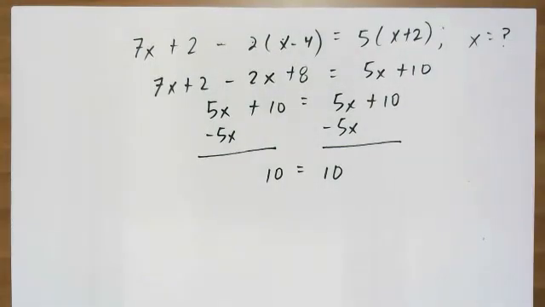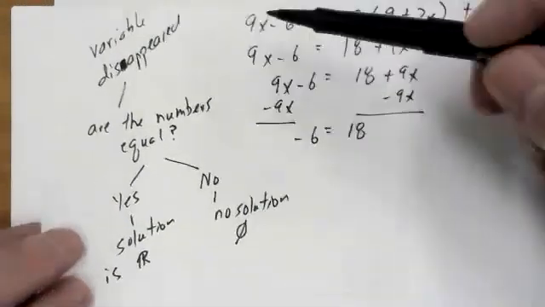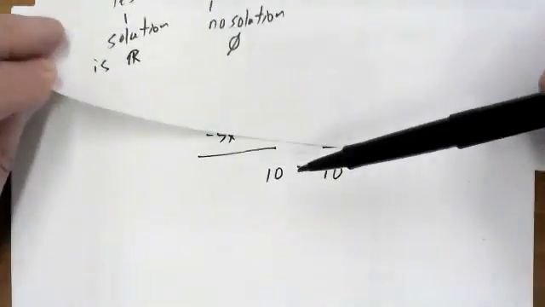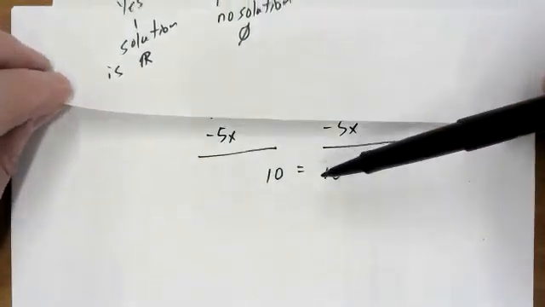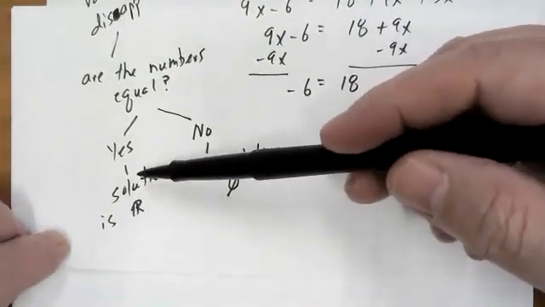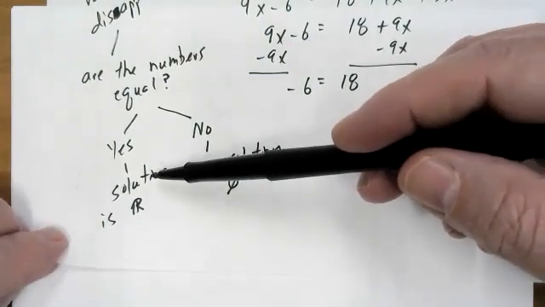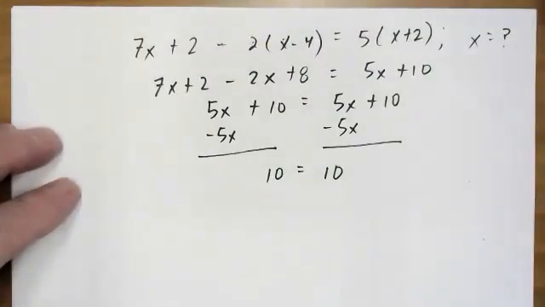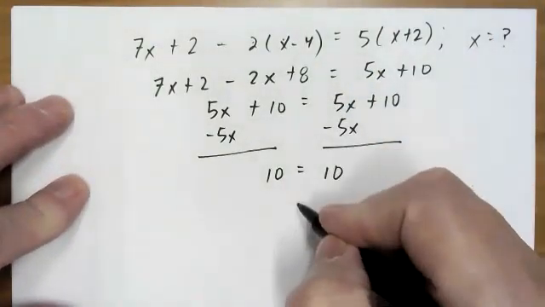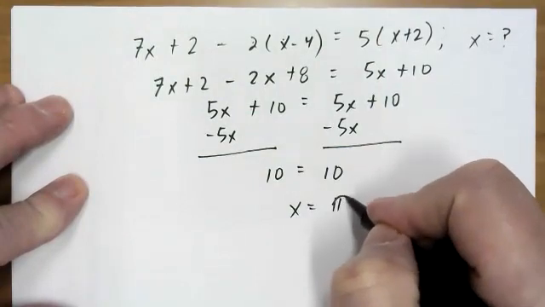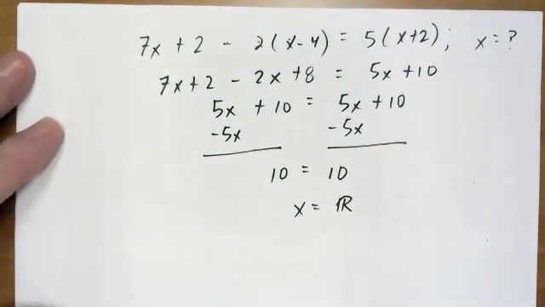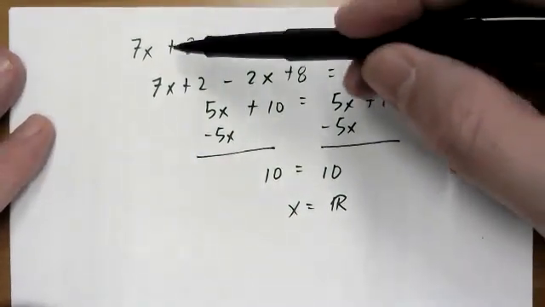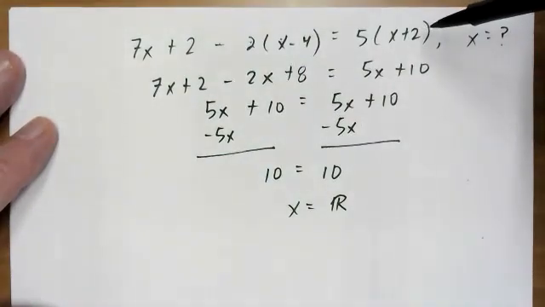Now, like I said a minute ago, when this happens, you have to ask yourself the question, are the numbers equal? Now, in this case, the 2 numbers are equal. When that happens, that means the solution is all real numbers. That means every number is a solution. So I could write here x equals all real numbers. And just as an example, that means anything I plug in for x is going to make this equation true.